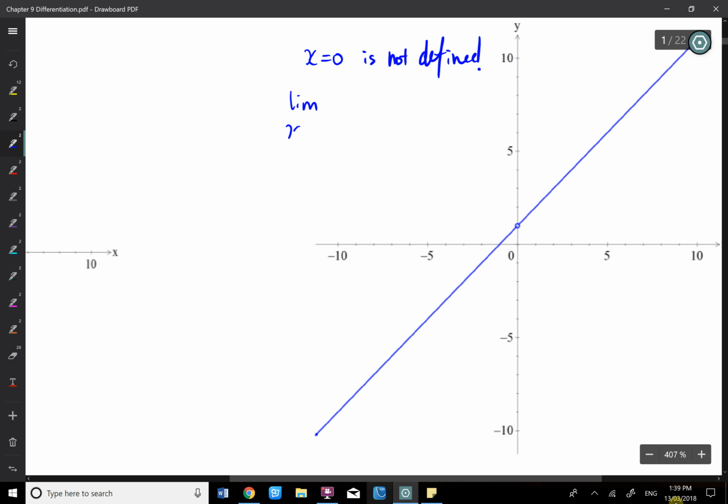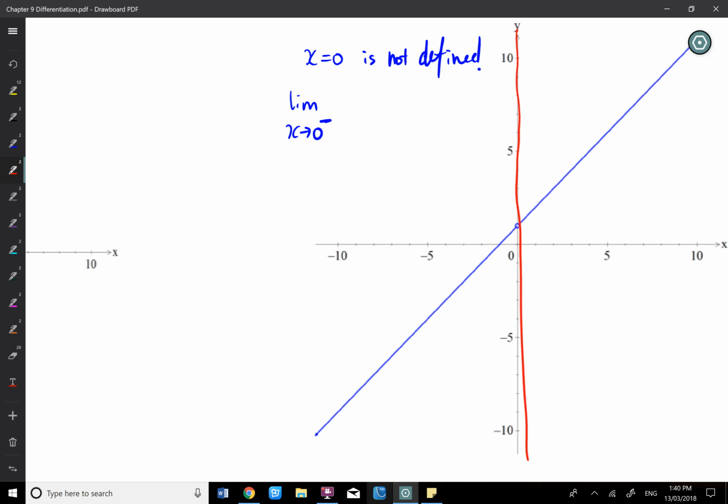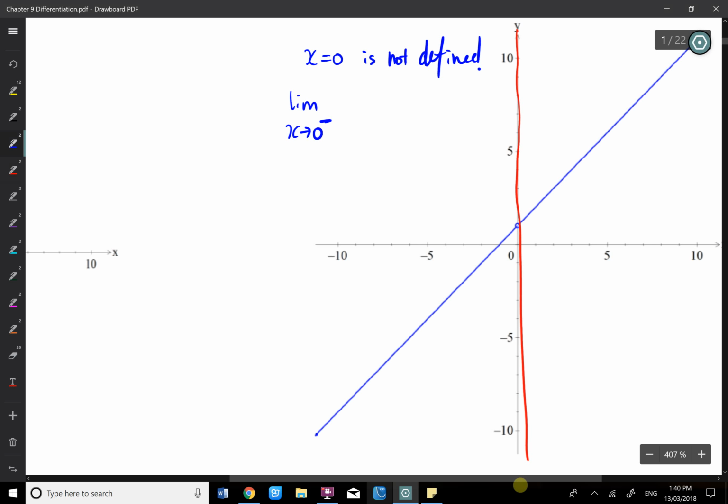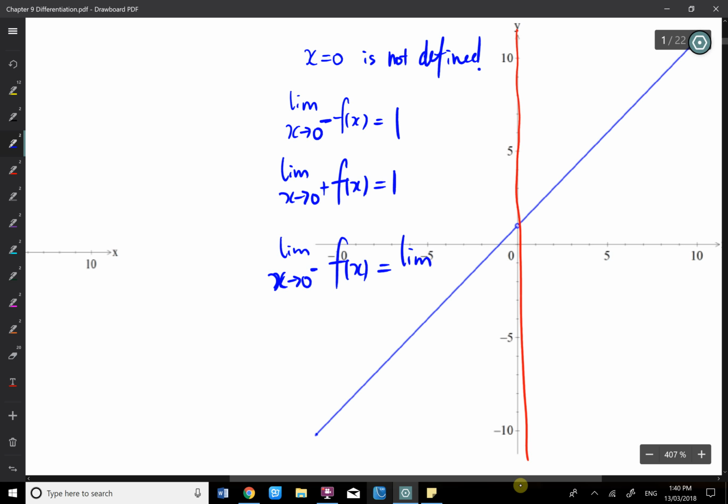So we need to say lim x approaching 0 from the negative side. Okay, that's the 0 location. When I walk, you can see I will walk towards the same point in the end. So lim x approaching 0 from the negative of f(x) equals 1. Lim x approaching 0 from the positive of f(x) equals 1 as well. So lim x approaching 0 negative equals lim x approaching 0 from the positive. So lim x approaching 0 of f(x) equals 1.